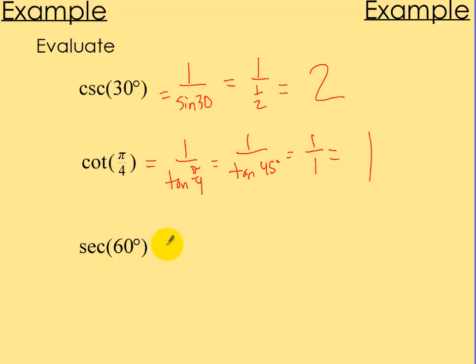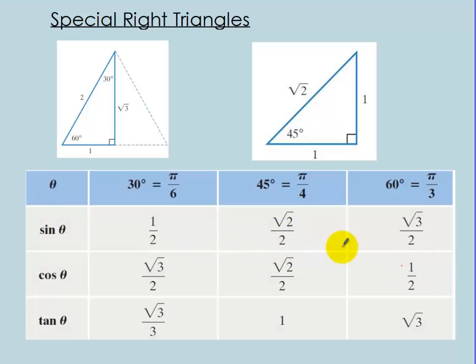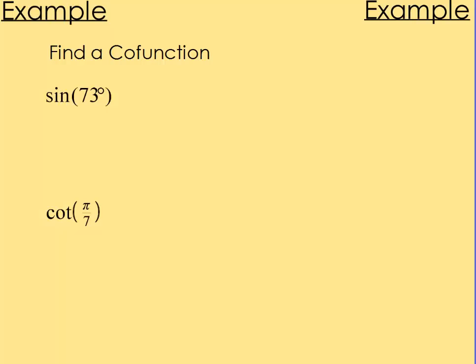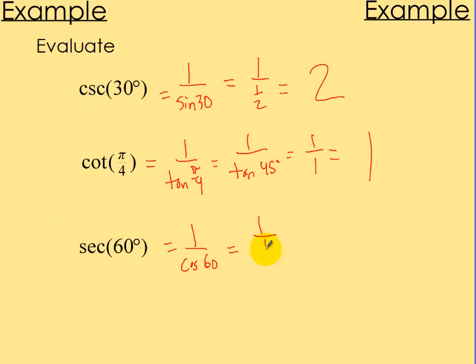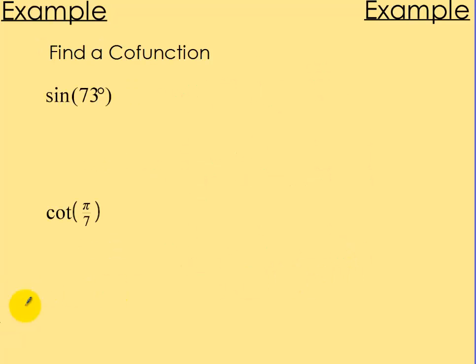Secant of 60 degrees is 1 over cosine of 60 degrees. And if you don't remember what cosine of 60 degrees is, go back to your table again. Cosine of 60 degrees is 1/2. So I'm going to go 1 over 1/2, which comes out to 2. All right, next example. Let's pause the video.